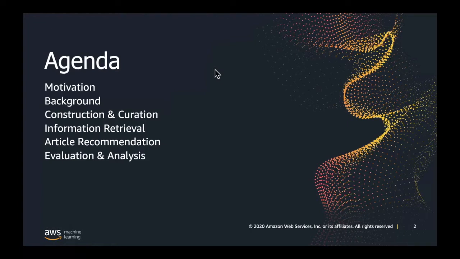Then we'll transition and discuss a couple of applied examples of how we can use a knowledge graph for information retrieval. And third, we'll be diving deep into an applied application using machine learning that essentially uses the graph to create an article recommendation system. And then finally, we'll be discussing evaluation analysis behind the methodologies presented.